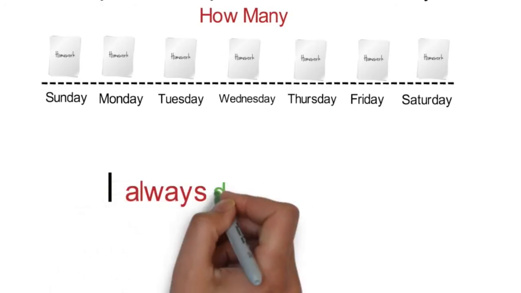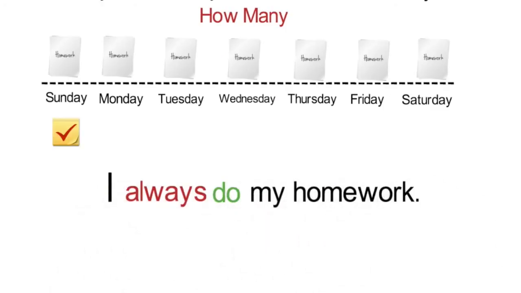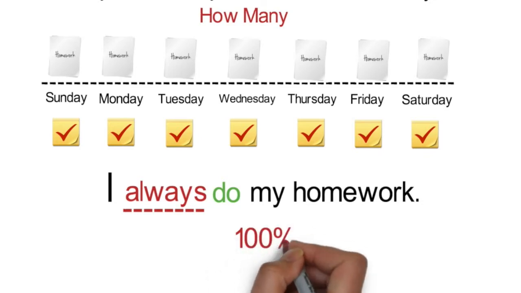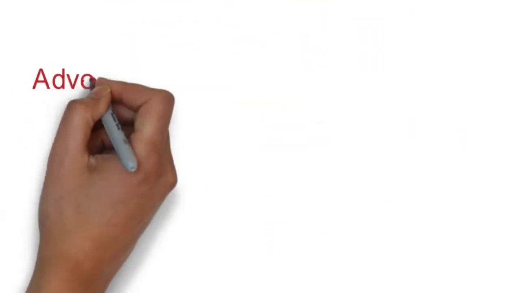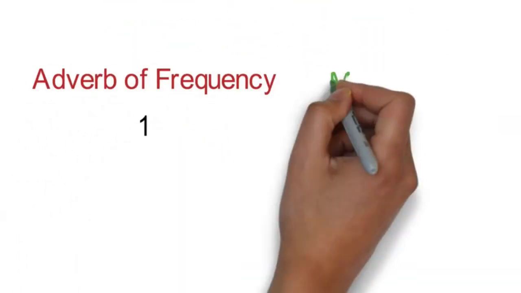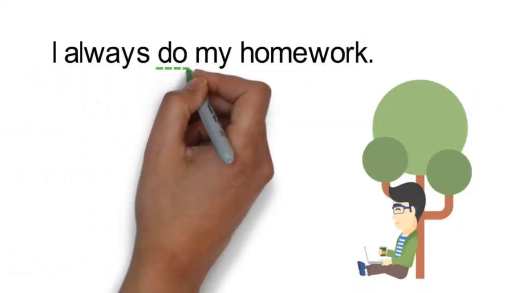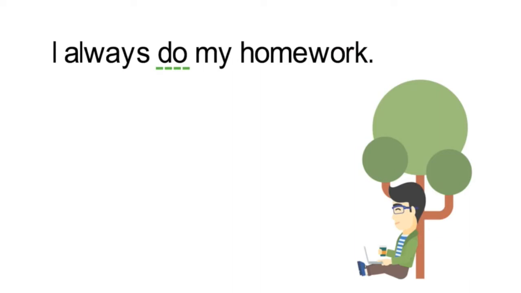For example, I always do my homework. In this sentence, the adverb of frequency is always. It means I do my homework 100% of the time. The adverb of frequency goes before the main verb. In this sentence, the main verb is do, so always goes before the verb do. I always do my homework.